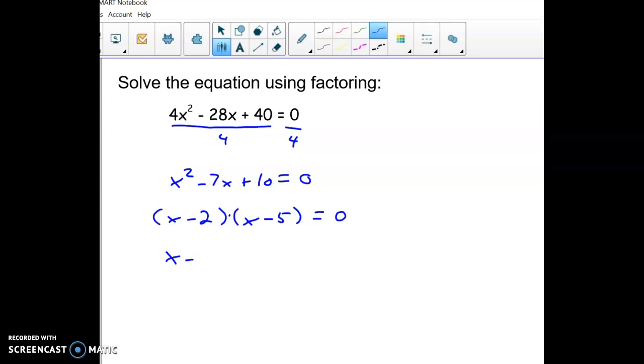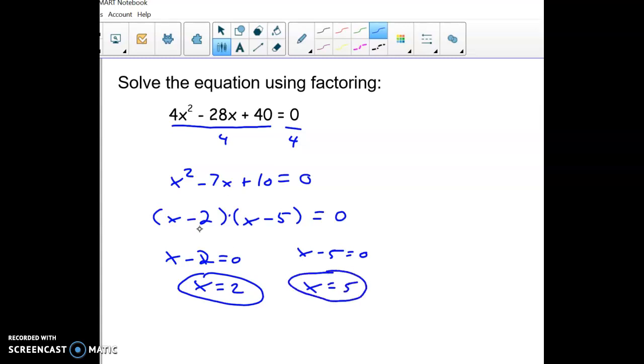Now that it's broken apart, set each part to 0. So x minus 2 equals 0, x minus 5 equals 0. And so we get one answer of 2 and the other answer of 5. Two answers to our quadratic. So that was factor and solve. Again, the first part, factor, and then this part's the solve part.